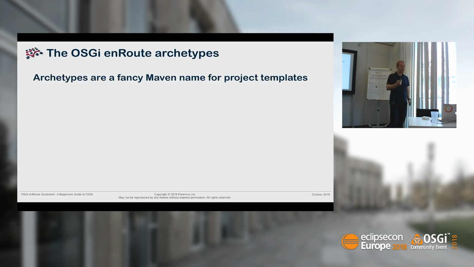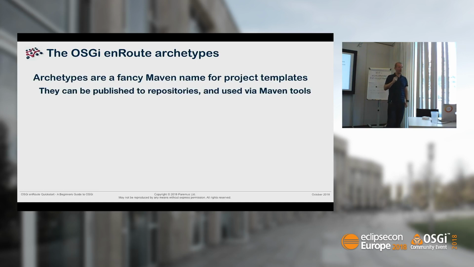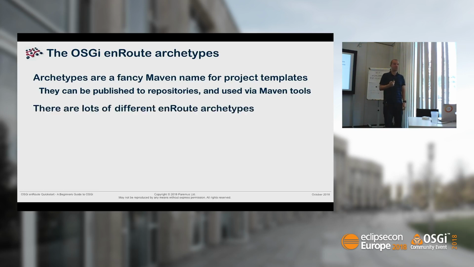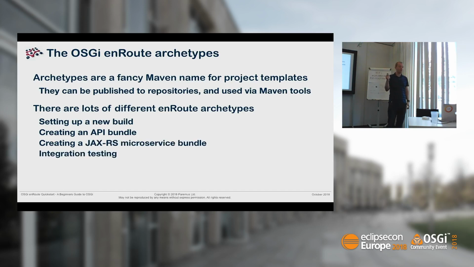We then have the archetypes. So for those of you who don't know, an archetype is just a fancy name for a template. You get them from repositories and use them through Maven tooling, so they're very easy to use. There are quite a few different enRoute archetypes. You can find them all under the enRoute group ID. They allow you to set up a new build, so set up a reactor which has all of the kind of parent setup for your build, create a simple API bundle, JAX-RS microservice, integration tests, so if you want to do bundle level testing, you can do that. Also wrapping up and giving you a runnable jar file that you can actually execute. There's a load of them.